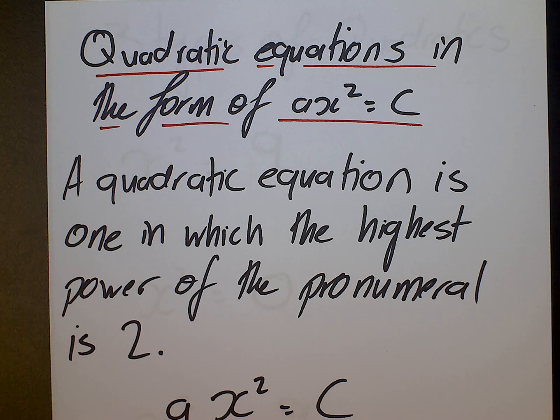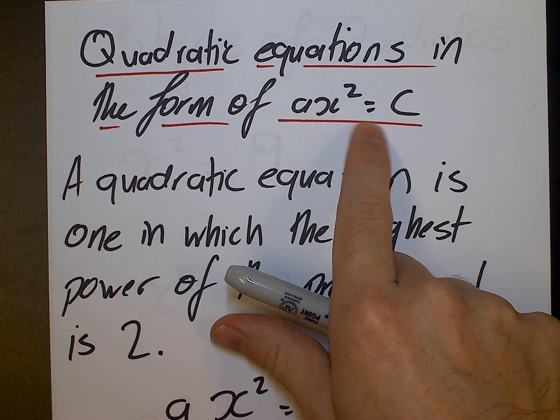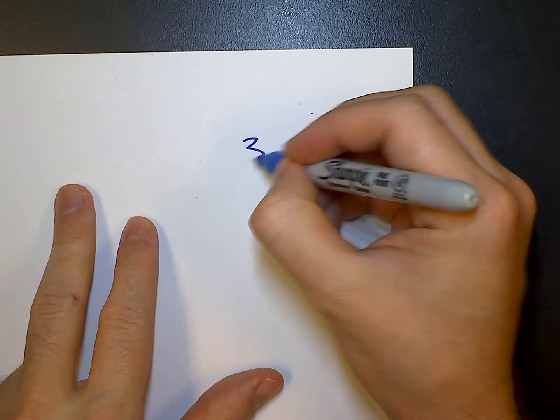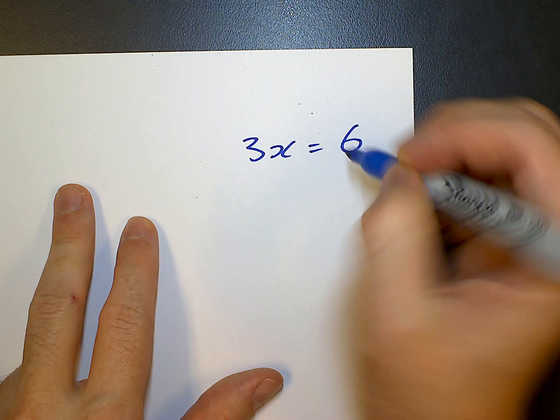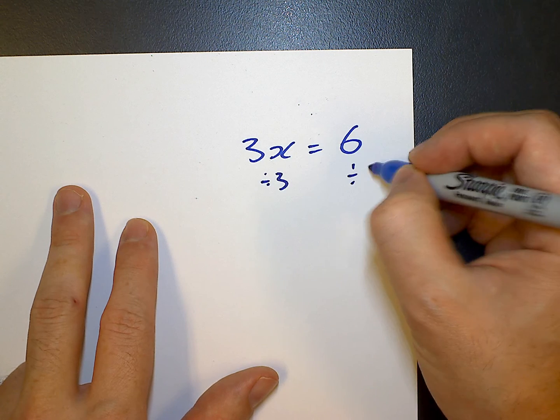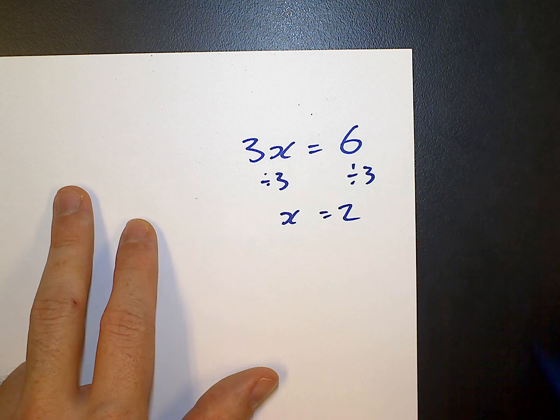Good morning, Year 9. We're doing quadratic equations in the form of ax squared equals c. So before we start, let's think about our procedures, what we've done so far. If we've had something like 3x equals 6, to get that we just divided both sides by 3, and we found that x was 2.